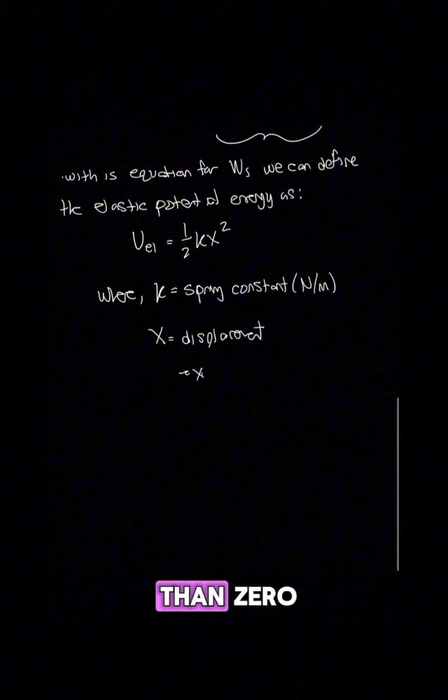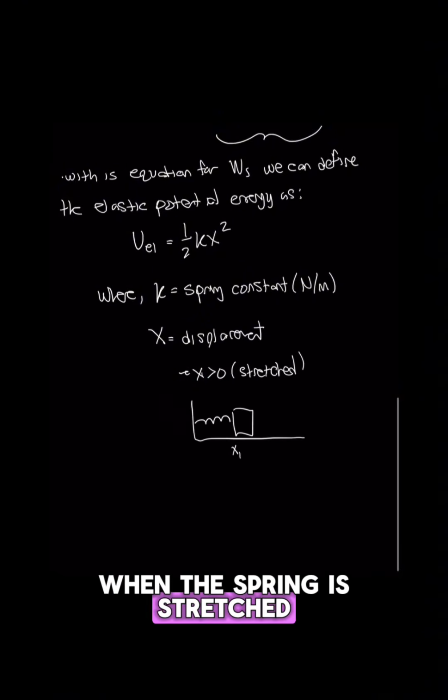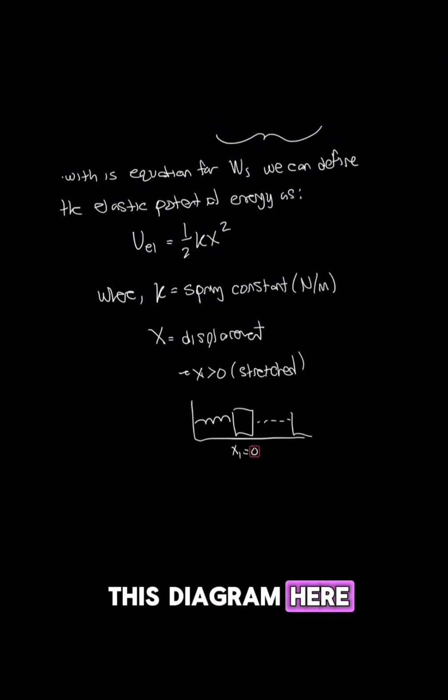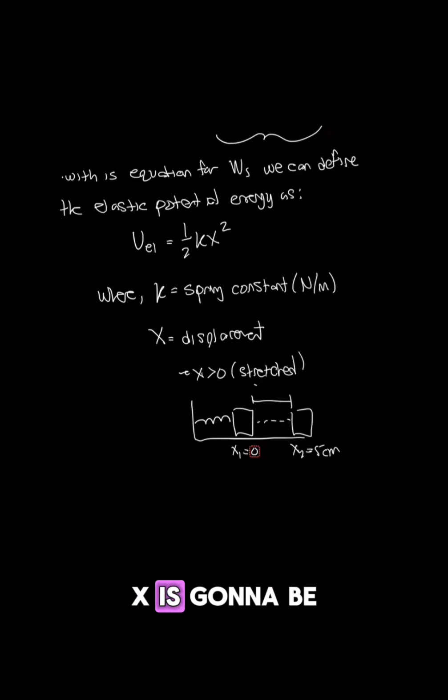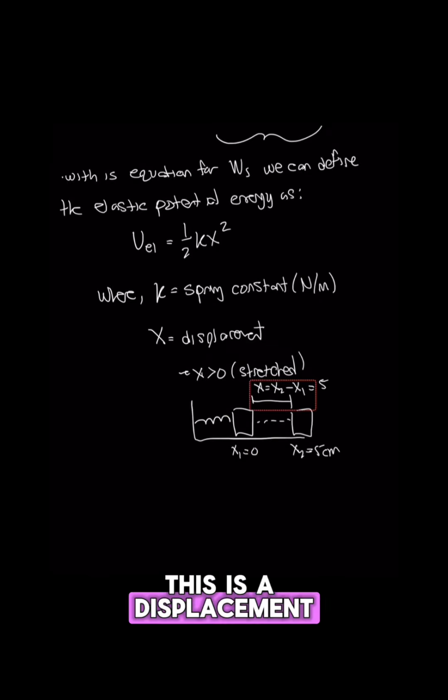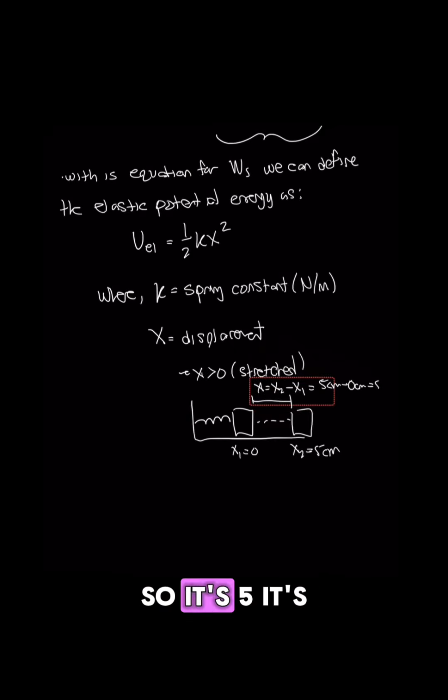If x is greater than 0, this is the case when the spring is stretched. If we draw out this diagram here, x1 equals 0, and then the spring is stretched at a position x2 equals 5 centimeters. x is going to be equal to x2 minus x1. This is the displacement, equal to 5 minus 0. So it's 5, it's positive.